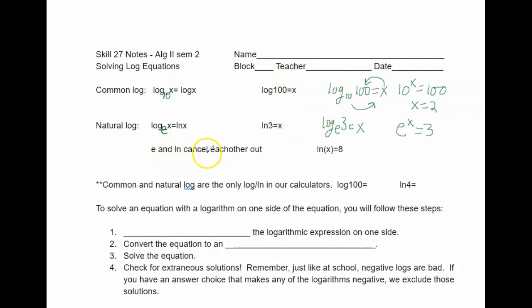So e and ln cancel each other out. If I wanted to solve for x here, I would take each side to the e power. This e and this ln would cancel each other out, and I'd be left with x equals e to the 8.